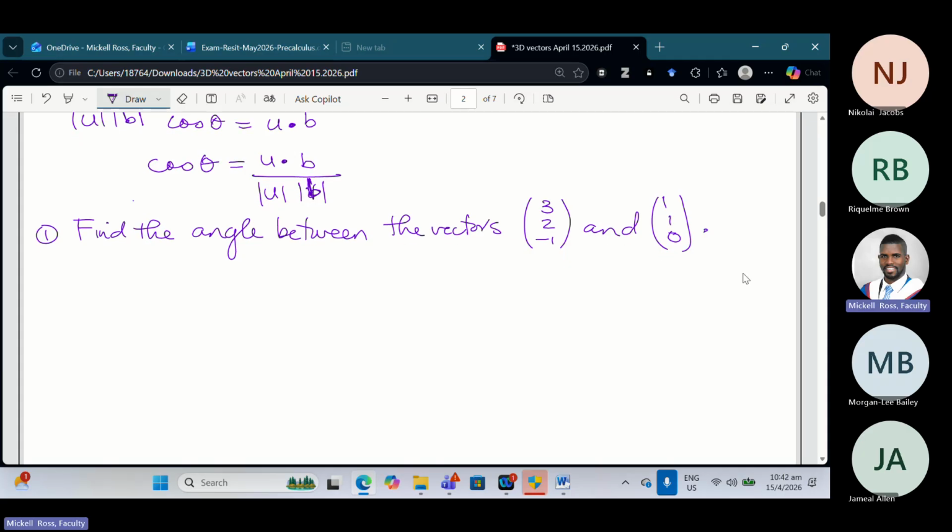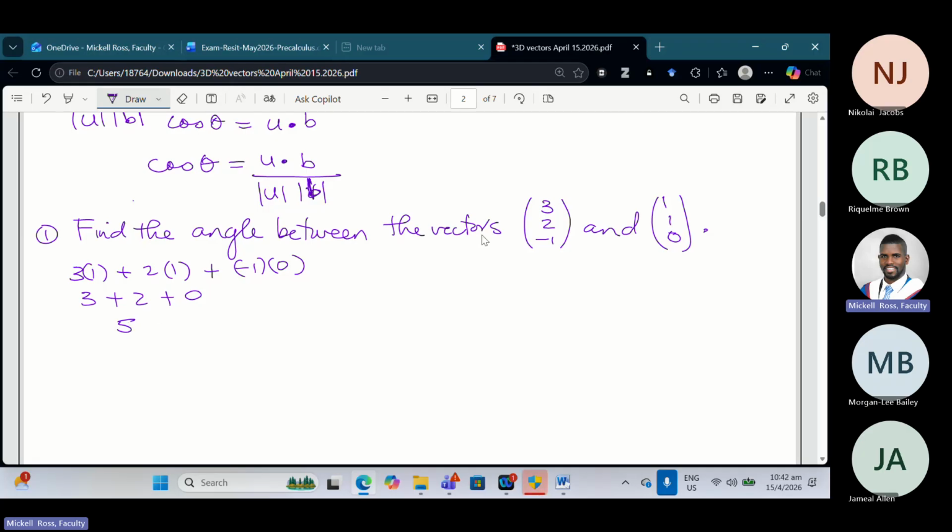So I'm going to go through this one and then I'm going to give you one to try for yourself. Firstly, we know it's a product of the vectors, which is going to be 3 times 1 plus 2 times 1 plus -1 times 0. So this is going to give us 3 plus 2 plus 0, which is equal to 5.